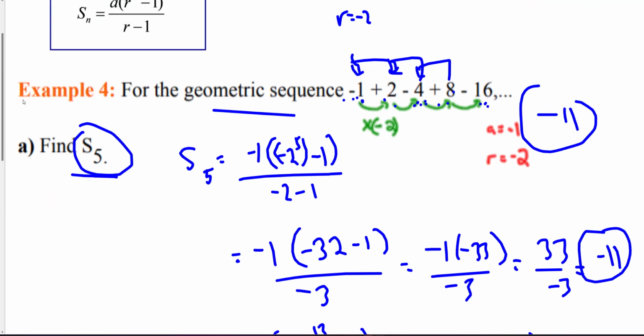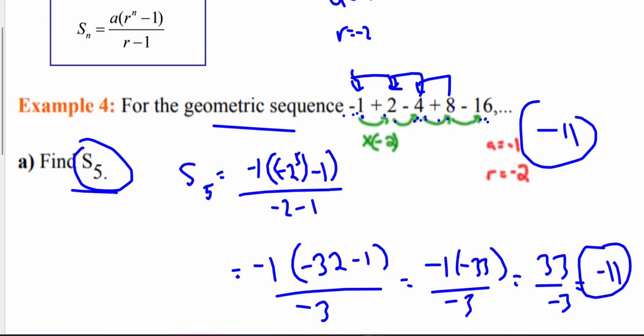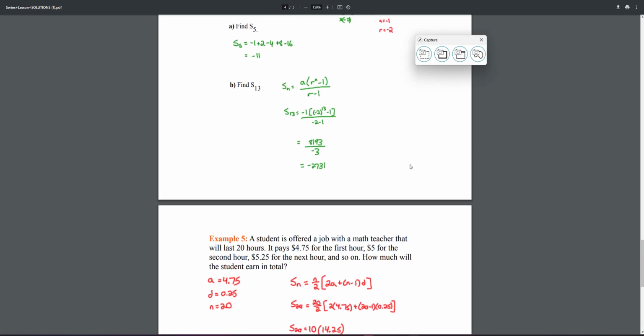Terms, if I were to add 13 values, and you can see that the sum is changing.